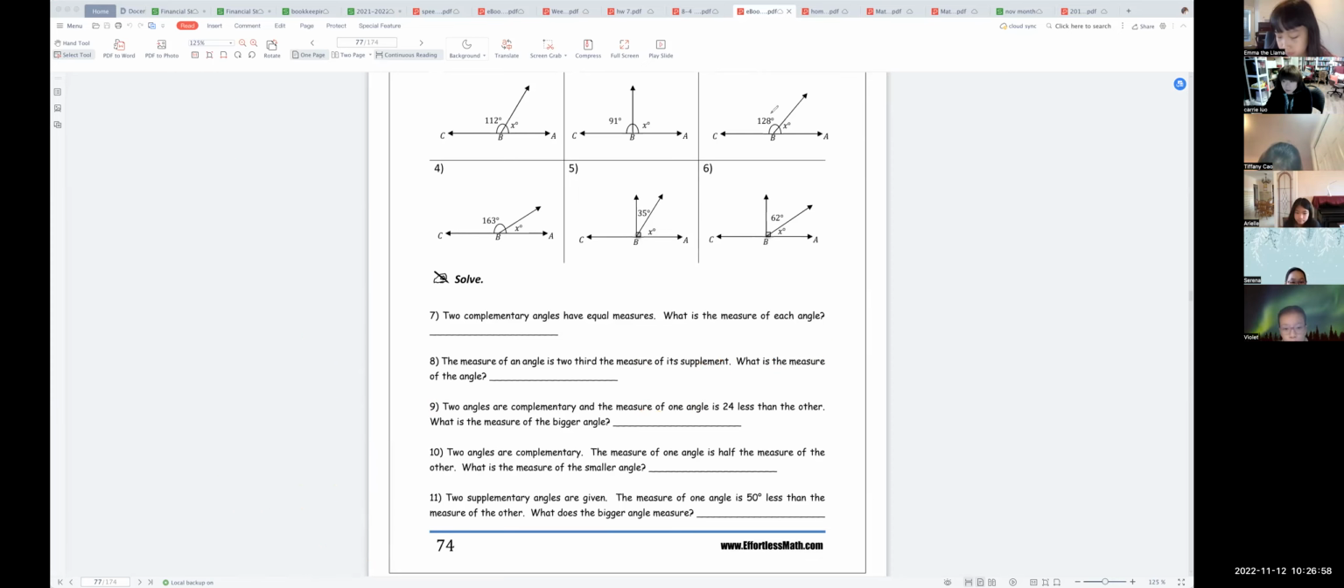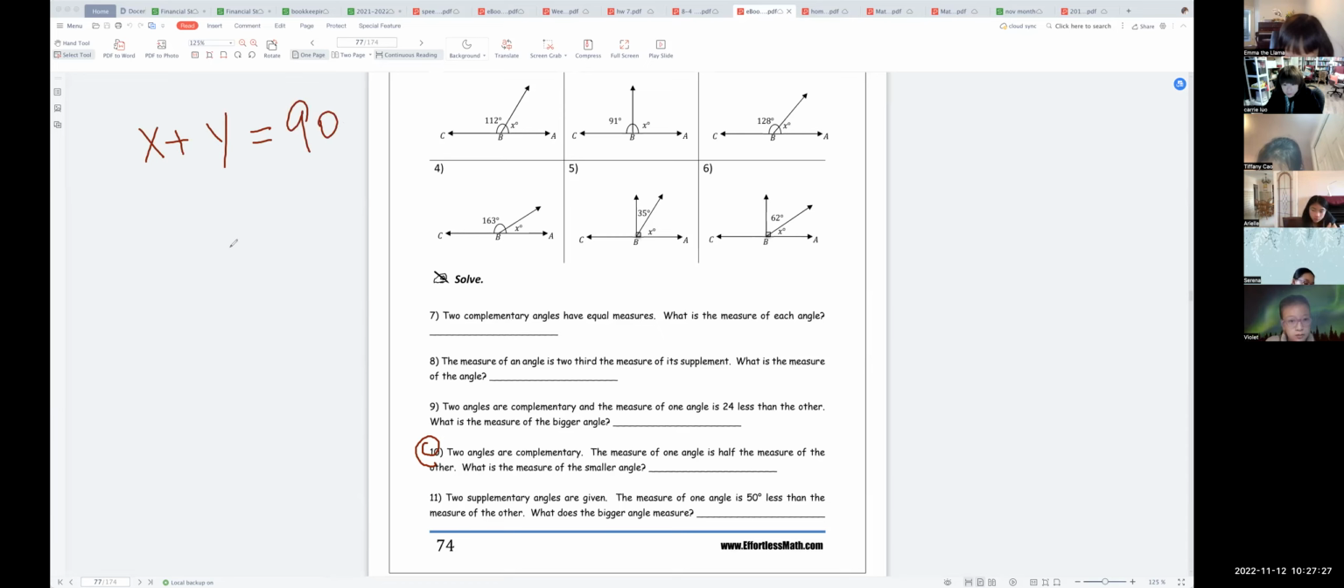How about I call a girl to read the question for us. Serena, can you read the question for me? Yeah, two angles are complementary. The measure of one angle is half the measure of the other. What is the measure of the smaller angle? Very good. Okay, so I'll give you a little bit of help. So two angles are complementary. That means x plus y equals what, Violet? 90. Very good. Equals 90.